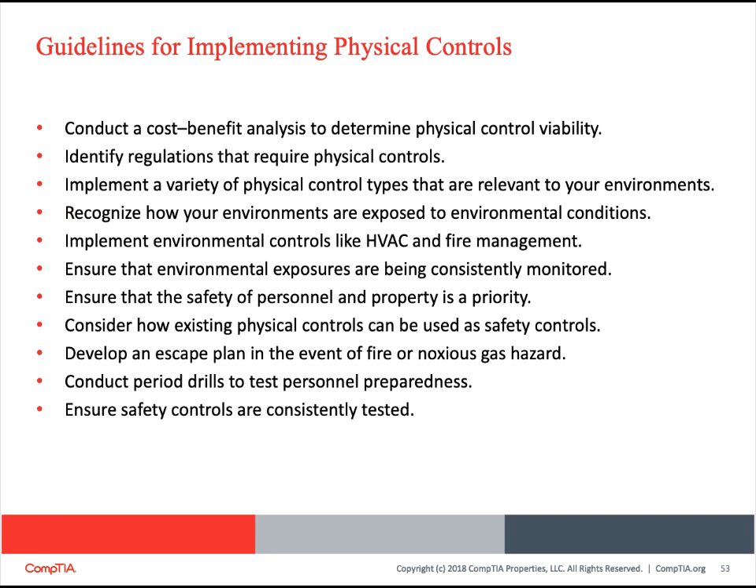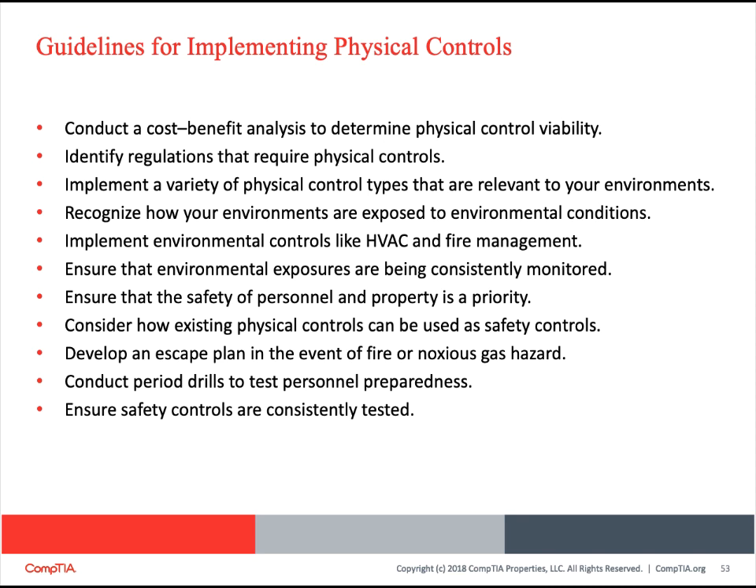So, guidelines for implementing security controls. Physical controls. When implementing a physical control, we're going to want to conduct a cost benefit analysis to determine the physical control viability. Meaning, once again, if we are in the gold business, we probably want a lot of security to make sure that nobody's coming in there and stealing our gold. However, if we are in the cookie business, we probably don't need as much security, and it's probably not going to be worth the money it would cost us to secure that place down to the same lengths as somebody who is dealing in precious metals.